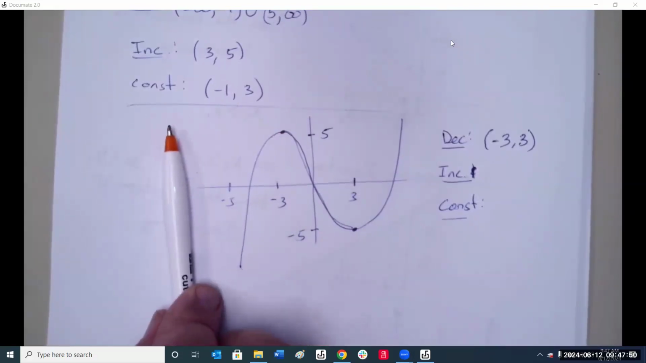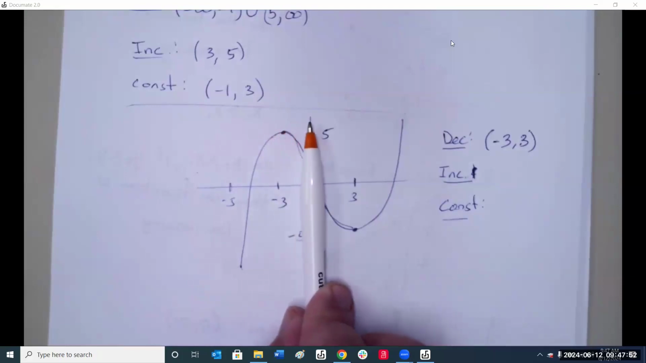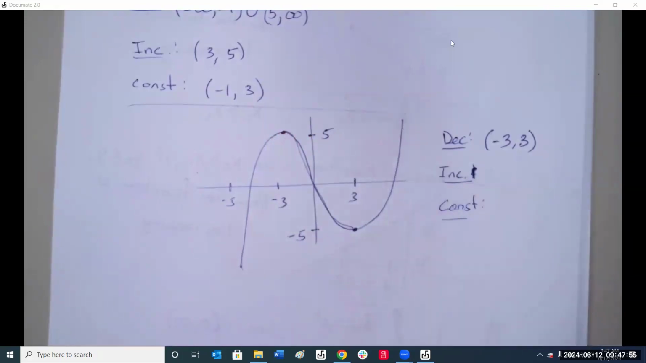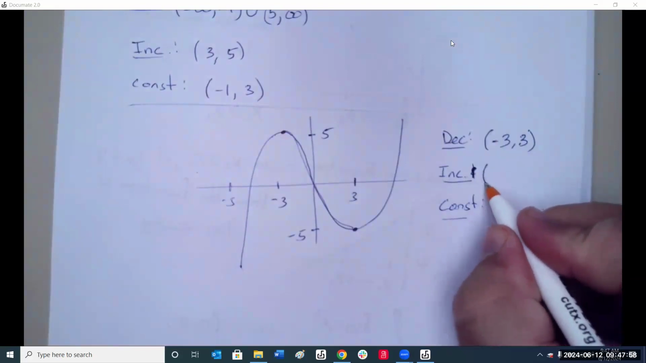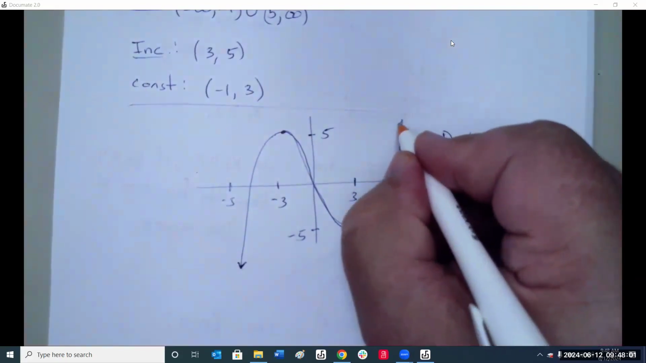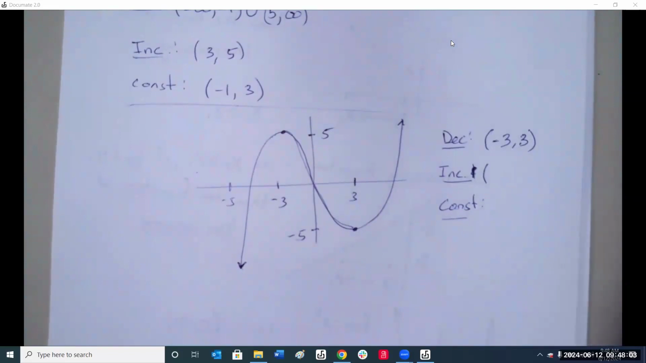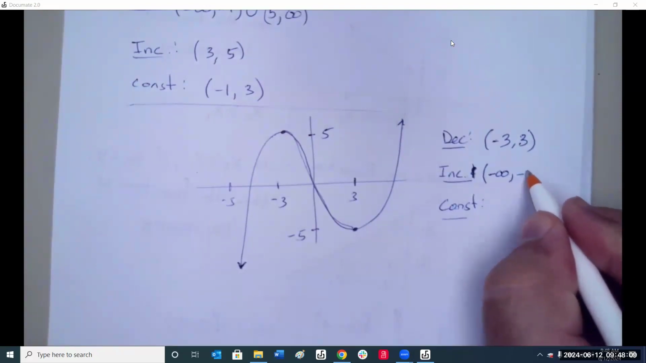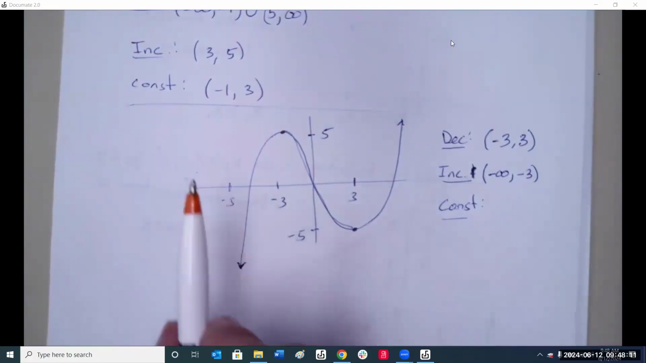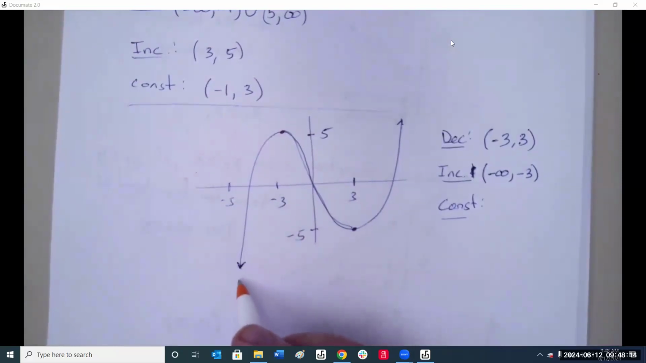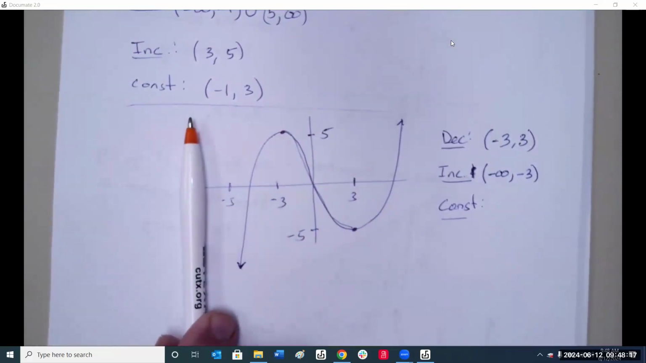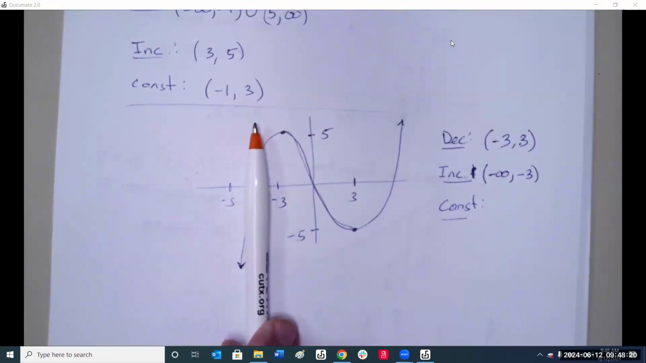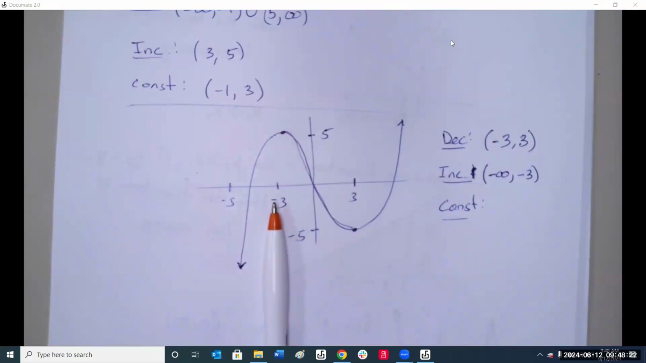Remember, use your pen. Is it going up or down? That's going up. That's going down. And that's going up. So where is it increasing? It's increasing from negative infinity to -3. Even though this arrow is pointing down here, we read left to right. The graph is going up to -3. Then it starts going up again from 3 to positive infinity.